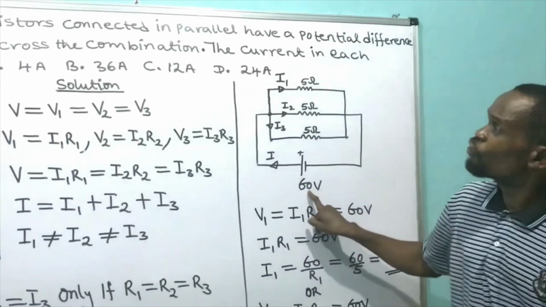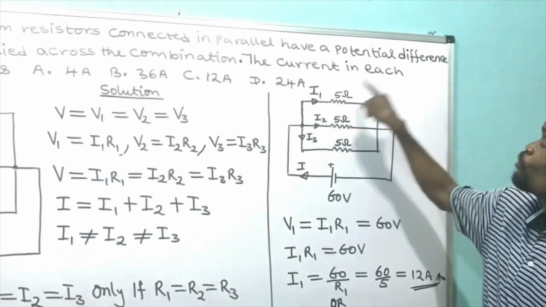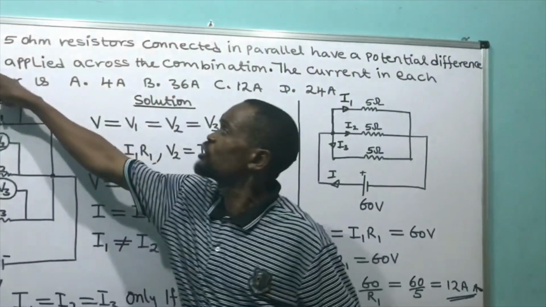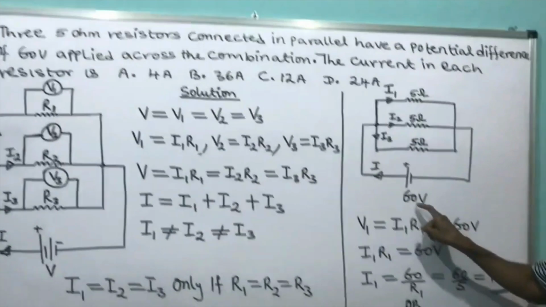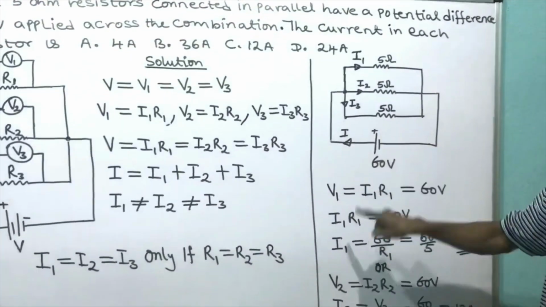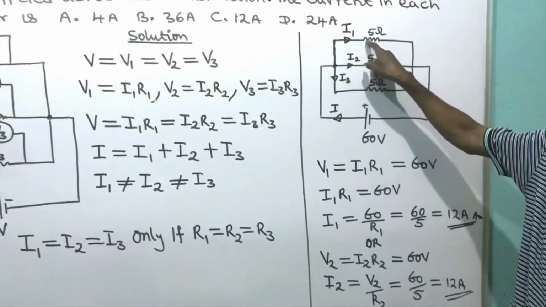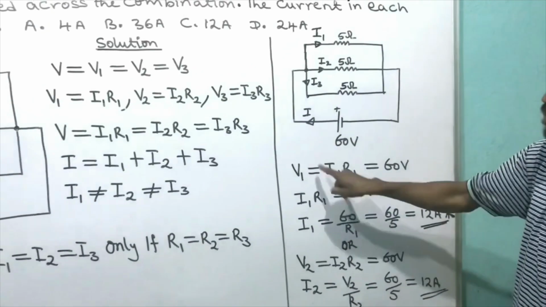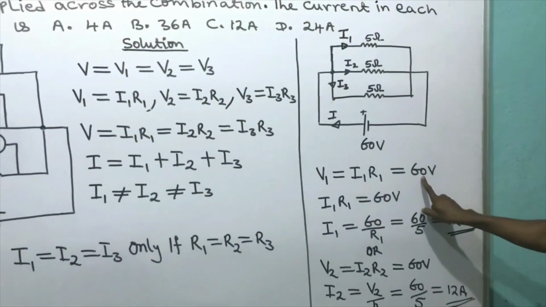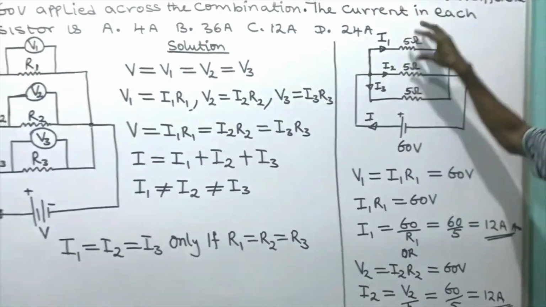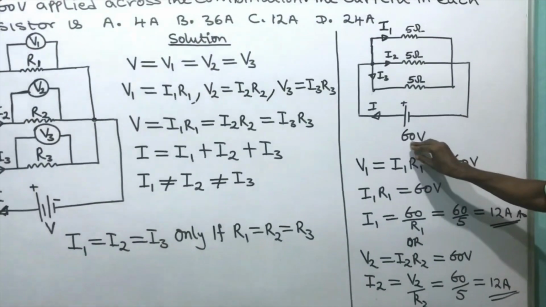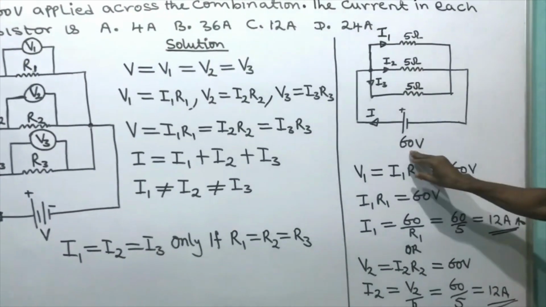We now say the voltage across it, the potential difference across it, is what? 60 volts. Look at it. The potential difference across it is 60 volts. We'll put it here. Now we come to the voltage drop across this 5 ohms. I will say current 1 times R1 is equal to 60 volts, because the voltage drop across this is equal to 60 volts.